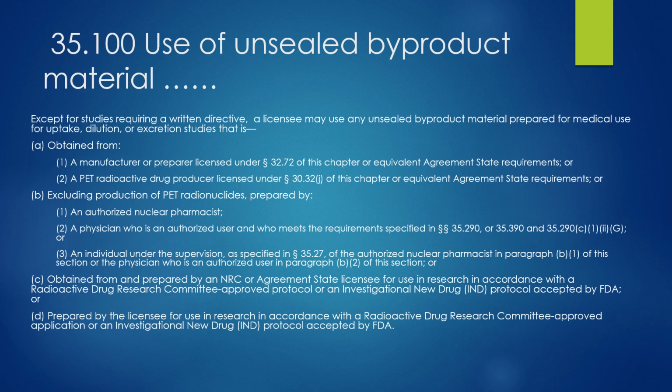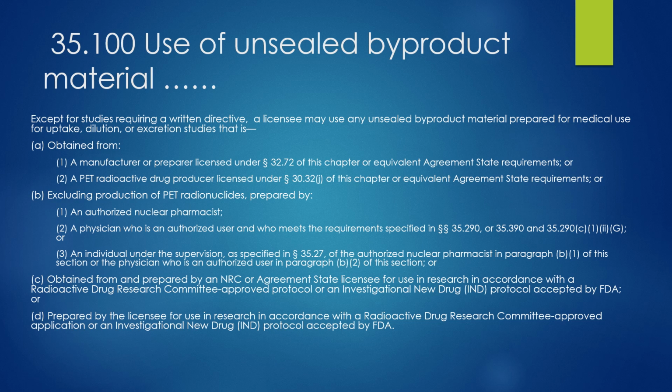So, except for studies that require a written directive, a licensee may use any unsealed byproduct material that is obtained from a manufacturer or preparer licensed under the same chapter, a PET radioactive drug producer, or prepared by an authorized nuclear pharmacist, or a physician who is an authorized user and meets the requirements to do so, or an authorized user under the supervision of the authorized nuclear pharmacist. And so there are some requirements there for where we can even get our doses from.